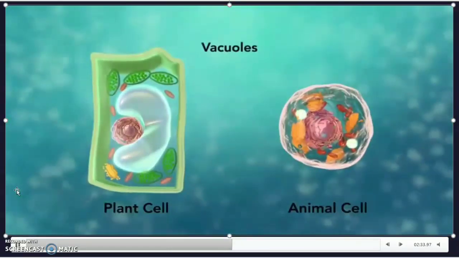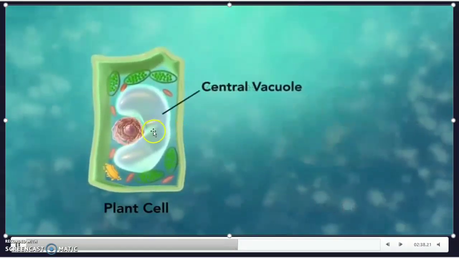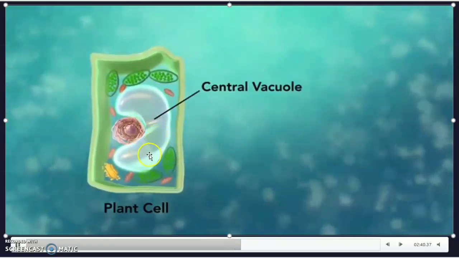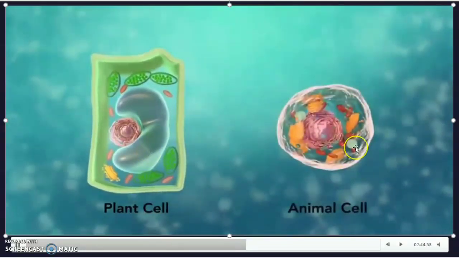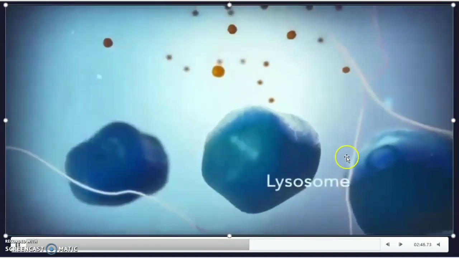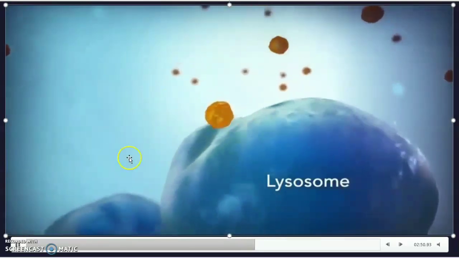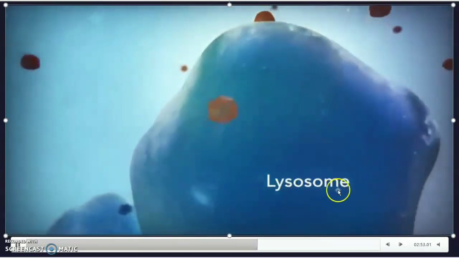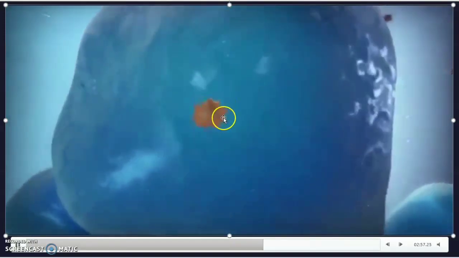Here if you observe both the plant and animal cells, the white circle here is the vacuole, the central vacuole, bigger in size. Here it is very small in size. The vacuole stores water in plants. Here in the animal cell, the lysosomes are present. These lysosomes collect the waste materials and digest them.